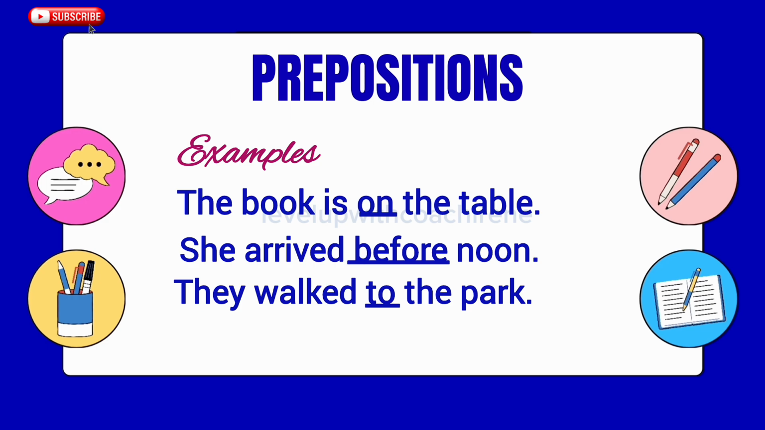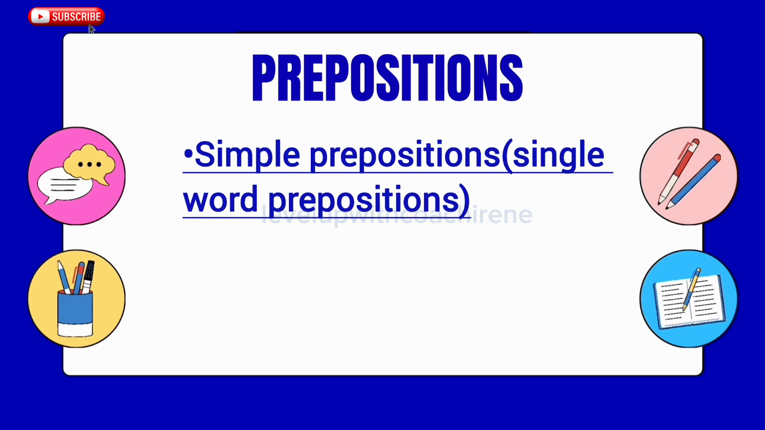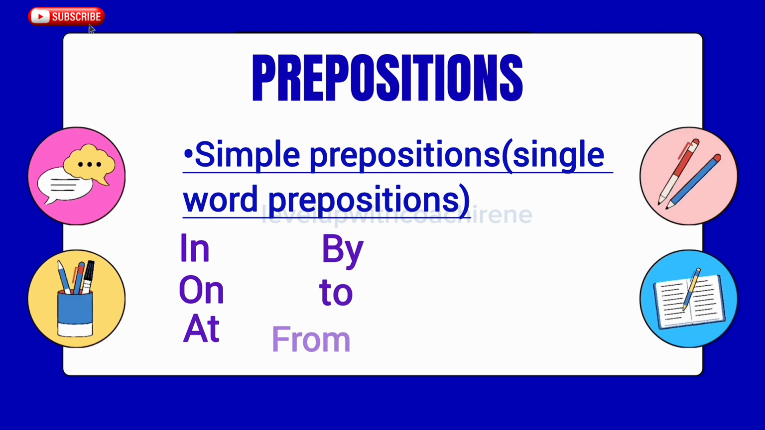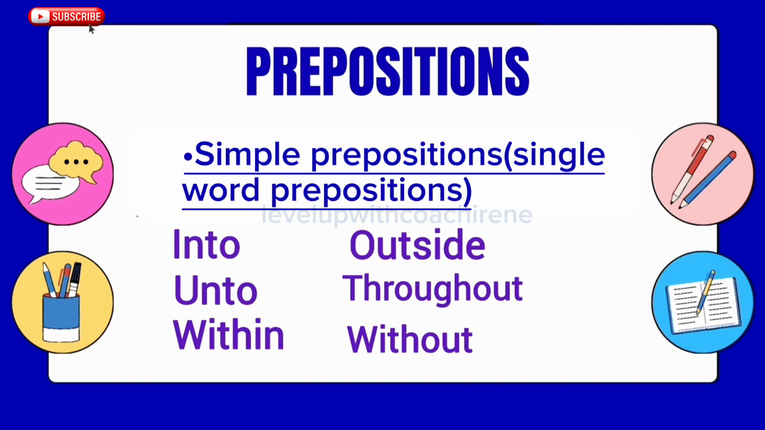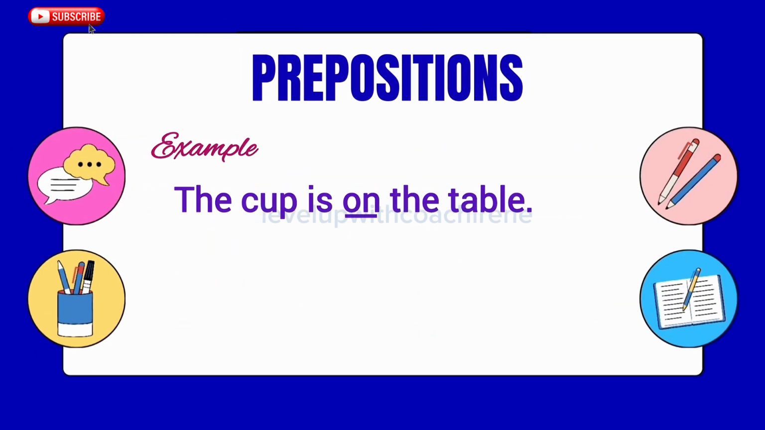Prepositions can be classified into three: simple prepositions, compound prepositions, and phrasal prepositions. Simple prepositions are prepositions that can be referred to as single-word prepositions. Examples: in, on, at, by, to, from, over, under, through, into, unto, within, outside, throughout, without. For example, the cup is on the table.